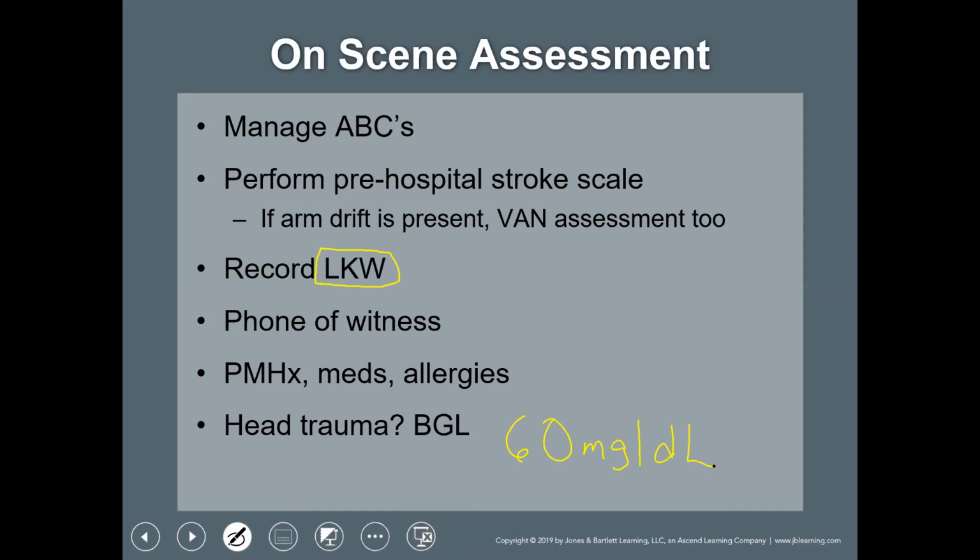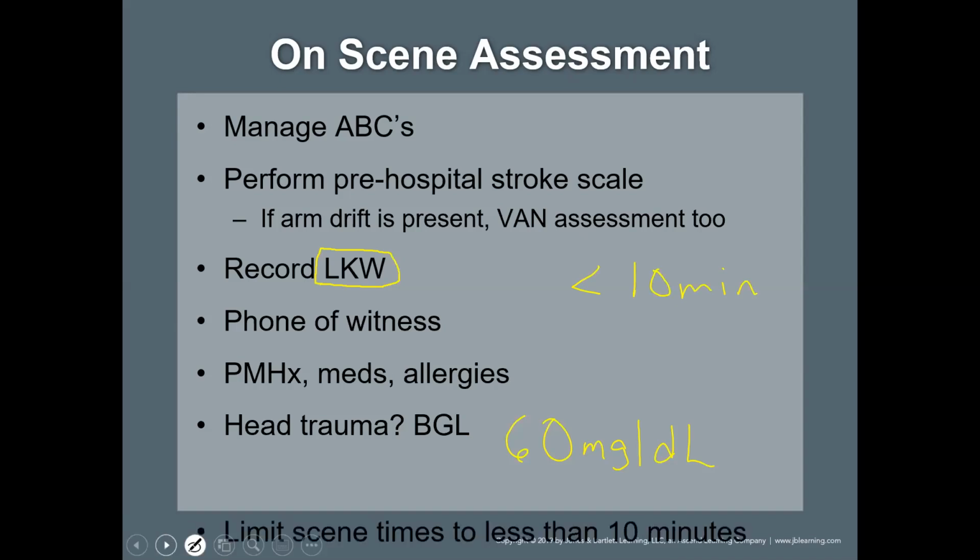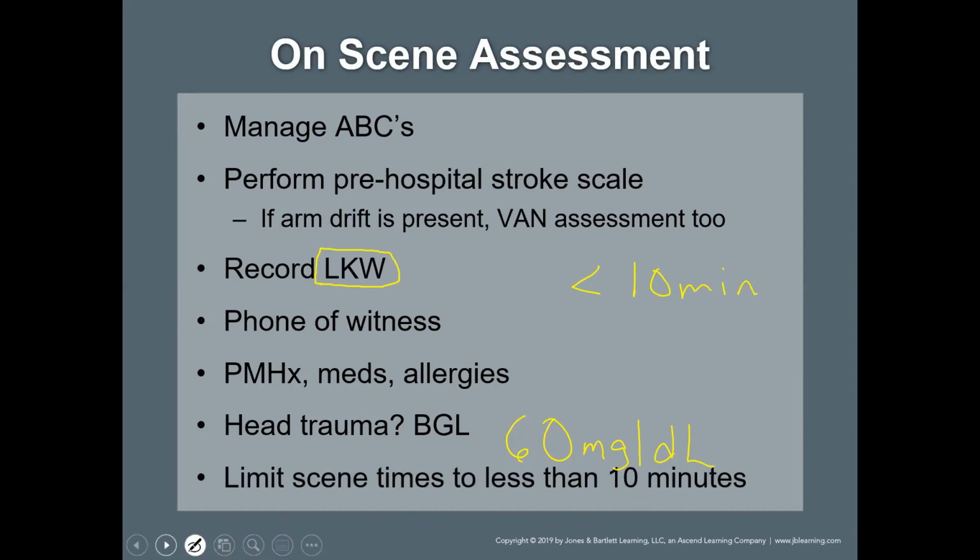So this is important. This on-scene assessment and interventions, and we're going to get our transport time in less than 10 minutes. That's our goal: move and groove, do everything en route, and go as fast as you can to the hospital. Okay.